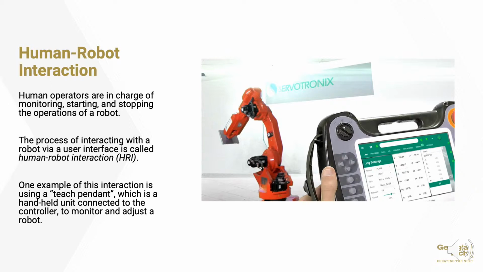to the controller. It allows the human operator to monitor and adjust the robot. It's also used for programming, and allows the human to issue commands directly to the robot, telling it what to do, where to move, and so on.